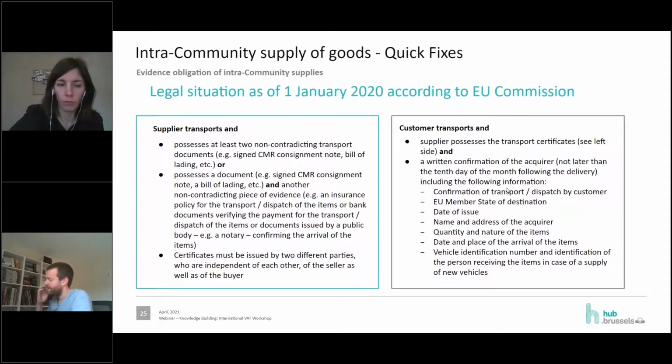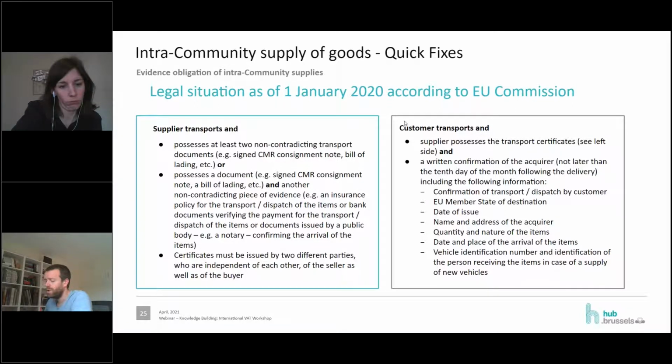Then the other quick fix related to intracommunity supply is the one for the transport documentation. There are rules that have been implemented, and two different situations should be seen. The first one is when the supplier is making the transport, and the second one is when the customer is doing the transport. The customer doing the transport is more the ex-works situation.